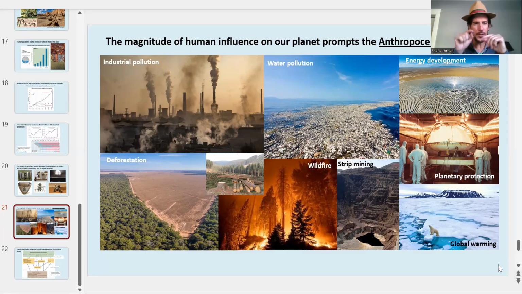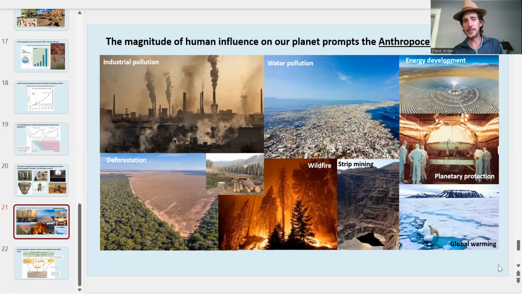So the breaks between all these different geologic time periods are associated with significant events in the Earth's history. And so scientists are saying the influence of humans on the planet has become so significant that it prompts a new geological time period that we should call the Anthropocene.